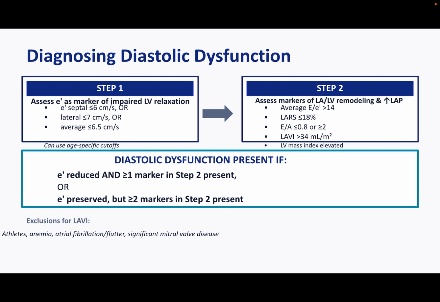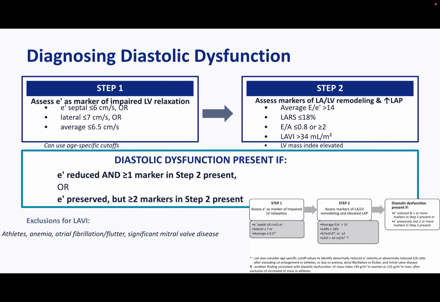This two-step approach is more sensitive than the 2016 guidelines because it allows diagnosis even when E prime is preserved, which can happen in early infiltrative disease or in a specific pattern of LV hypertrophy.